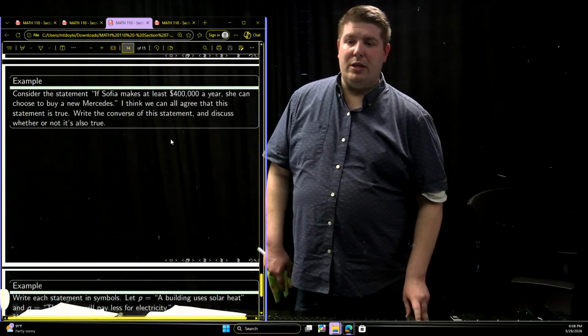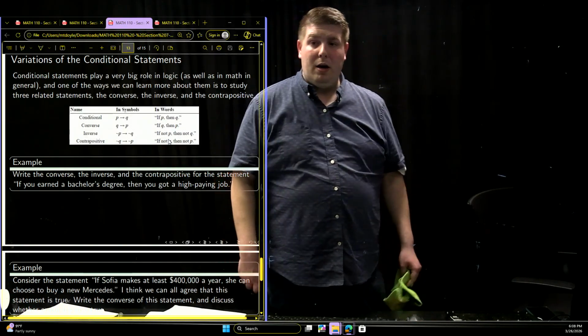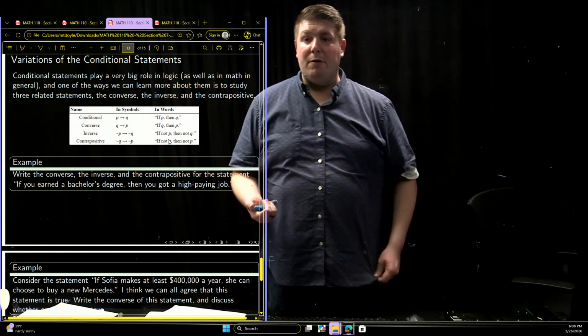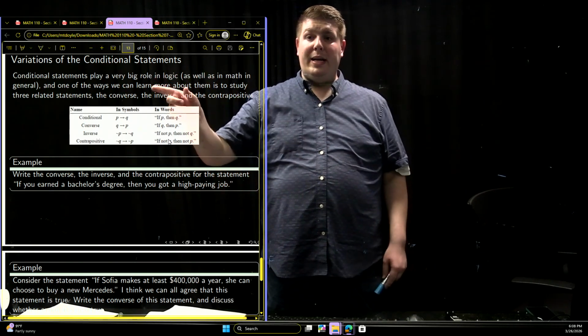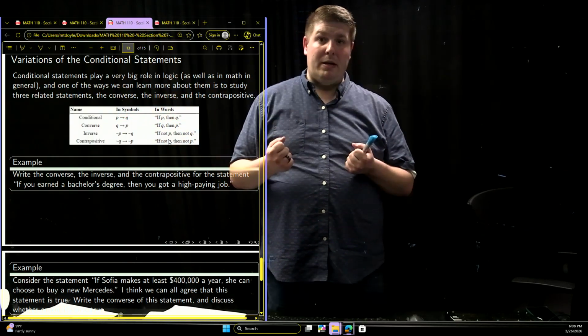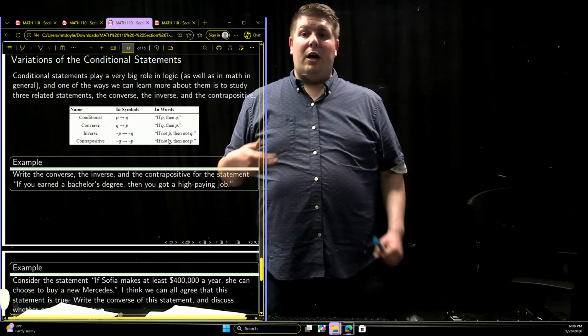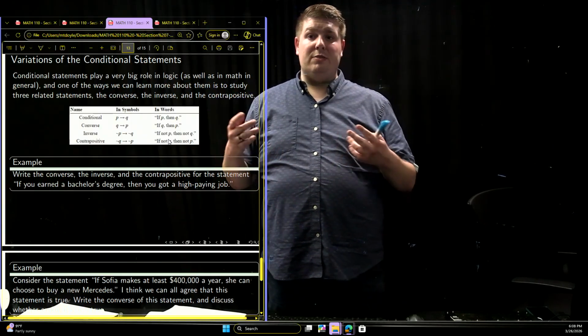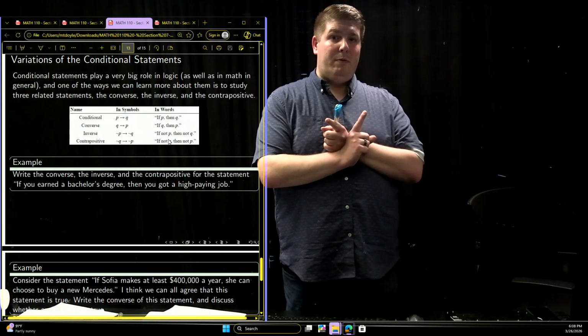So variations on the conditional. This is the idea of the converse, the inverse, and the contrapositive of a statement. So my conditional statement, my original statement, right? Like if I get my homework done, then we'll hang out. The converse of that is just flipping the P and Q. It's saying if we hang out, then I will finish my homework.